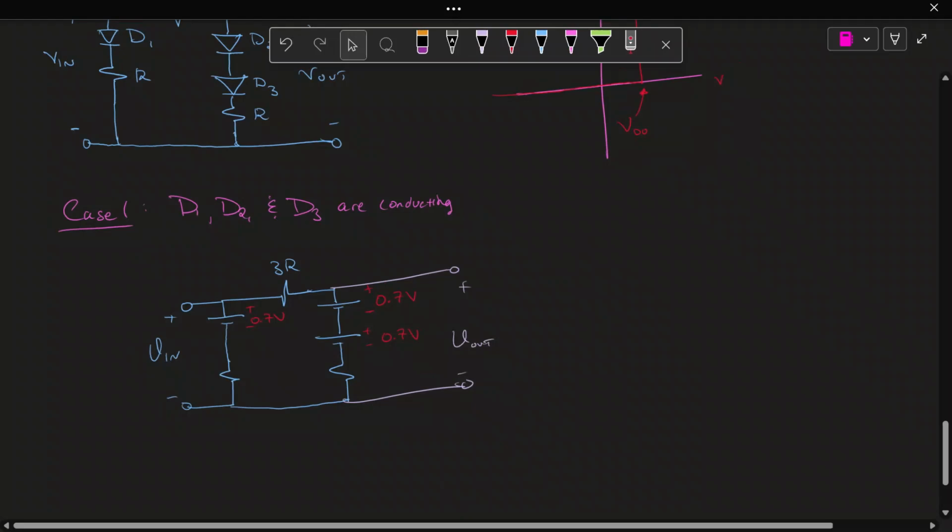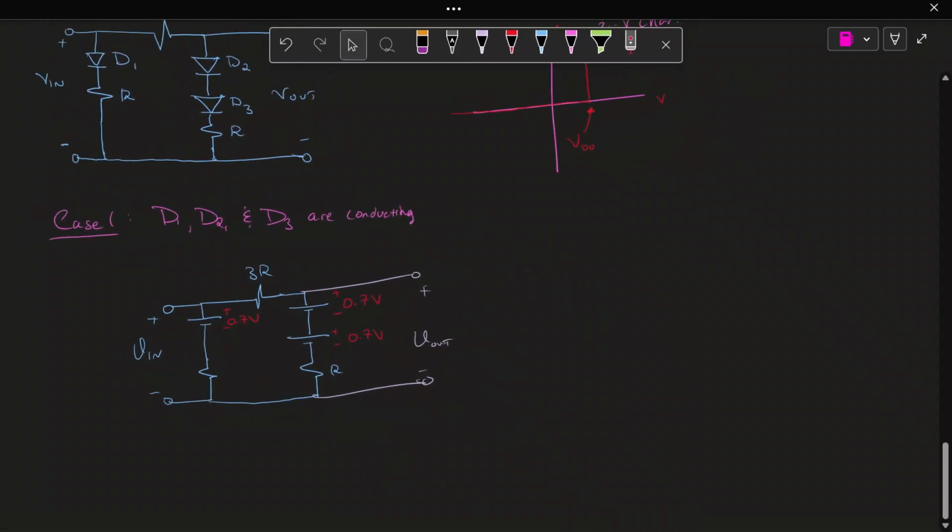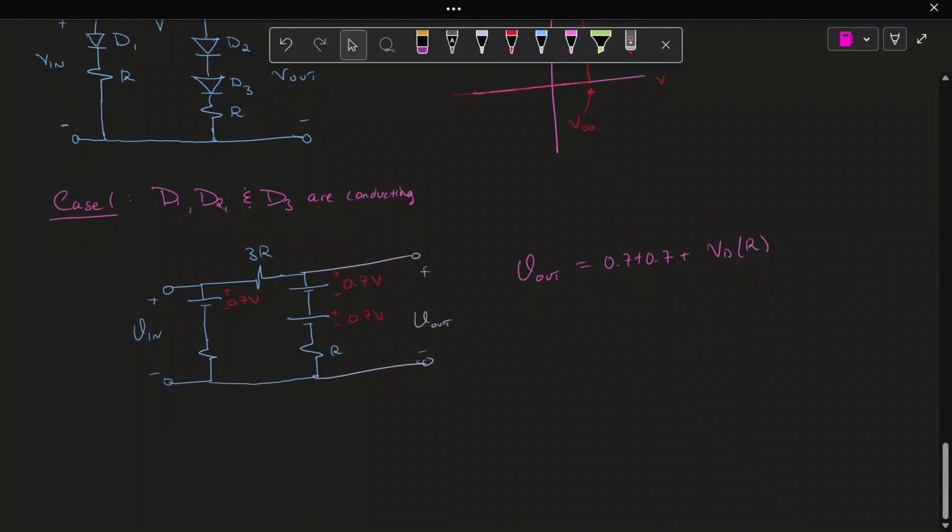So what would V out be, if we know this is a voltage drop model? We have 0.7 and 0.7, so we know V out has to be at least 0.7 plus 0.7. And now we have to add the voltage drop across R. I'll call it VDR, the voltage drop across R. But what is the voltage drop across R?